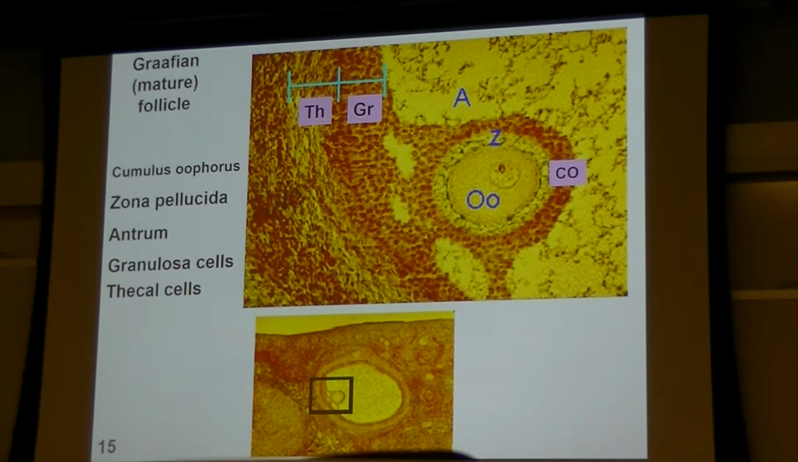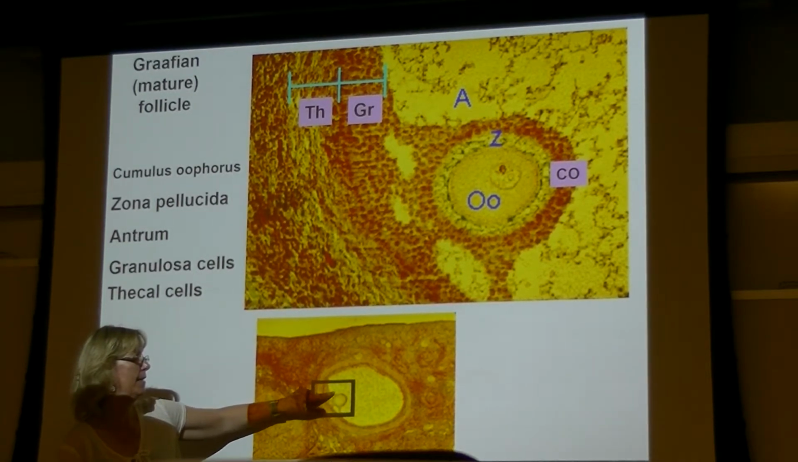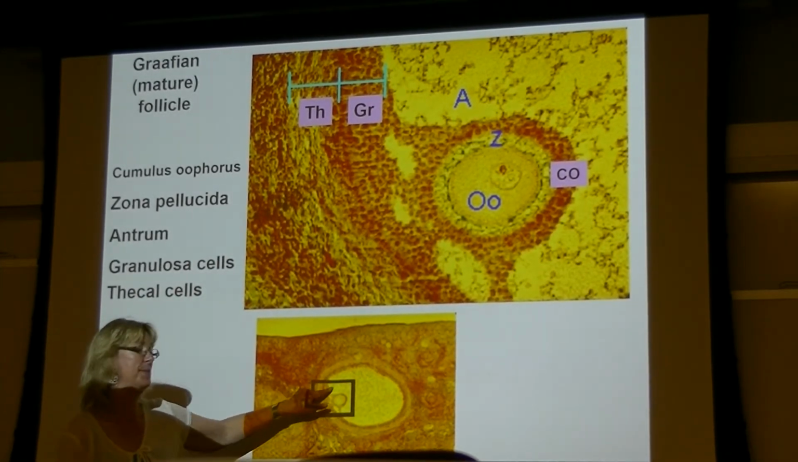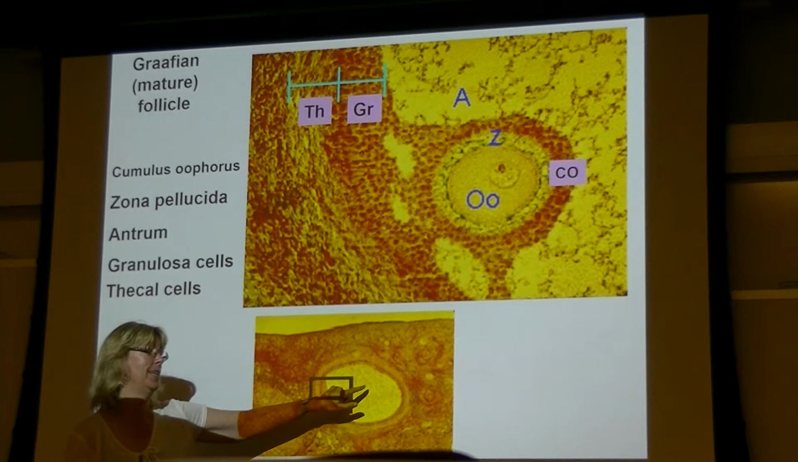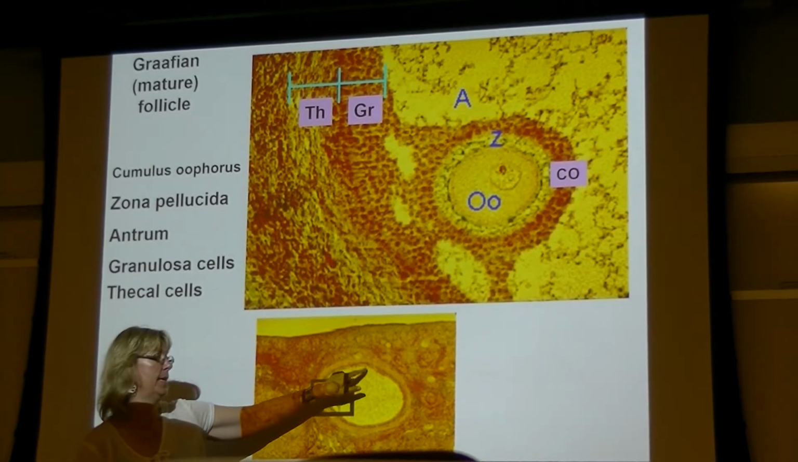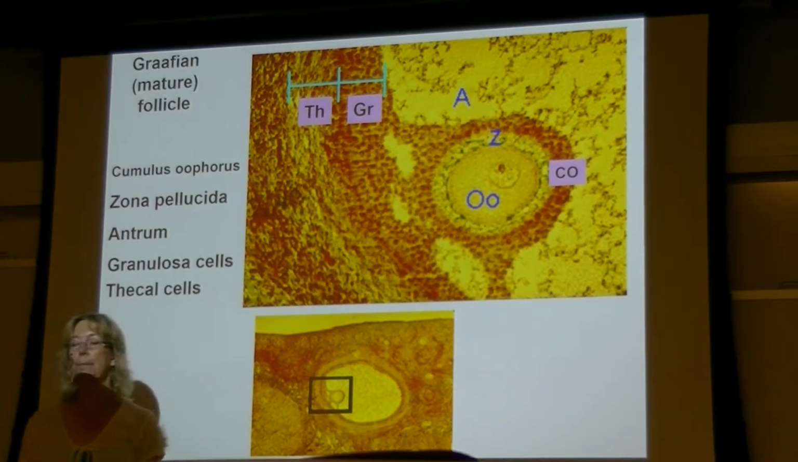And this will have a very, very large antrum. So here's the oocyte, the corona radiata, and then all the rest of this structure, many times the size of the oocyte itself, is all the fluid-filled contents of the antrum. And then more granulosa cells around that here within the ovary.